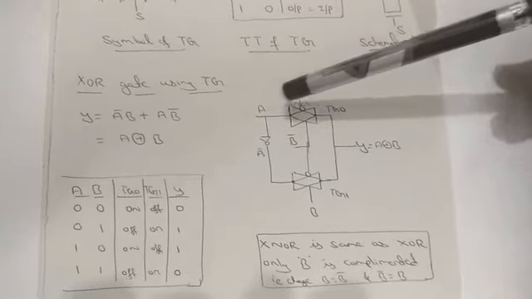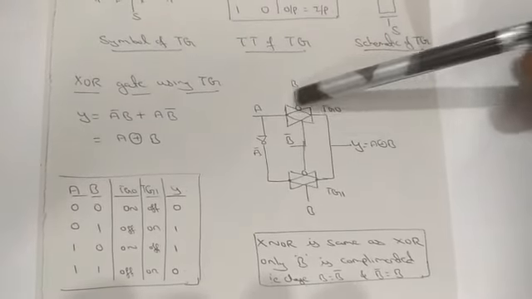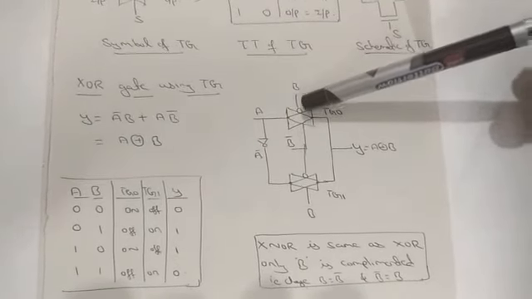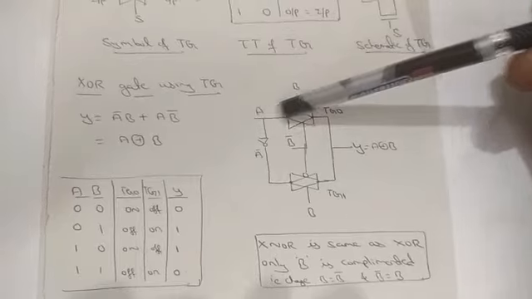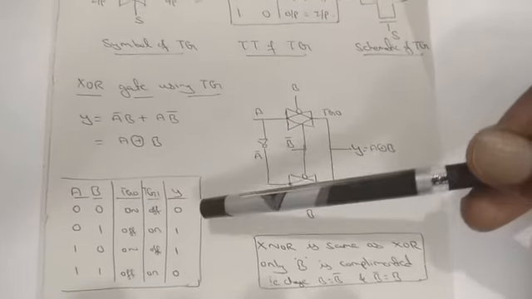When both the inputs A and B are 0 0, what will happen? So what is the output? When A is equal to 0, B is equal to 0, we will be getting the output as 0, because TG0 will be in an on state. Whatever the value of A will be, that we will be getting, and when A is equal to 0, obviously Y is equal to 0.